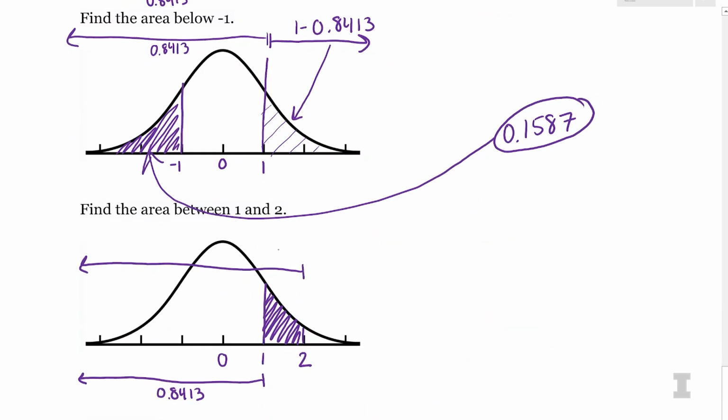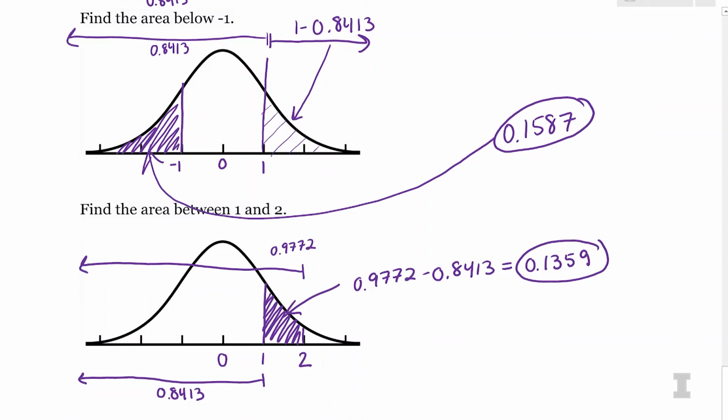So this is 0.9772. And if I just go ahead and subtract those, I get the exact area that I want. So I have 0.9772 minus 0.8413, and that is 0.1359. So 0.1359, just a little smaller than the area we got above.